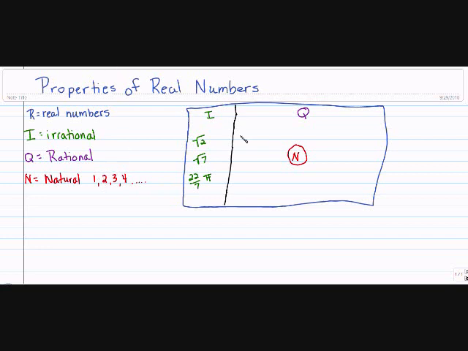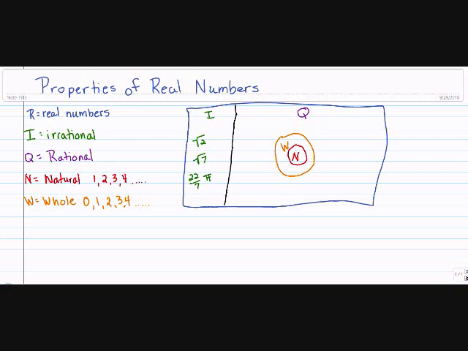Then we have what we call our whole numbers. Use a W for whole. And the difference between the natural and the whole numbers is a whole number starts with 0. 0, 1, 2, 3, 4, and so on. No decimals. Okay? No decimals.